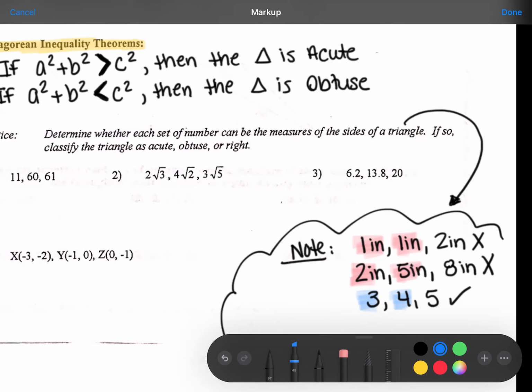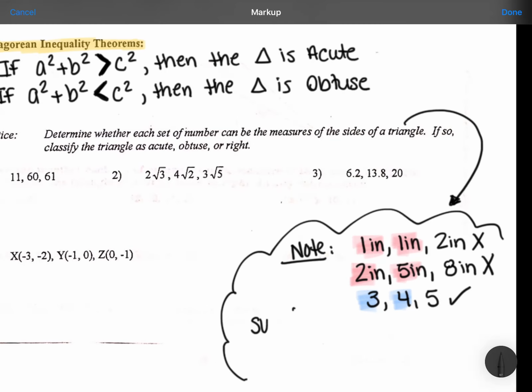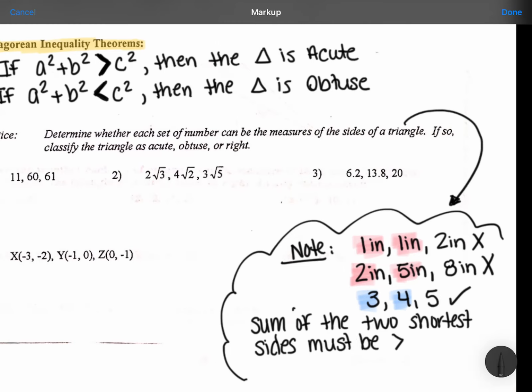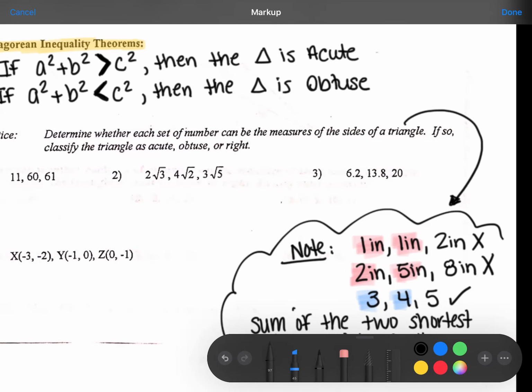So the rule here to determine if the three sides they're providing you could even make a triangle is the sum of the two shortest sides must be greater than the third side, or the longest. Let me say the longest side.